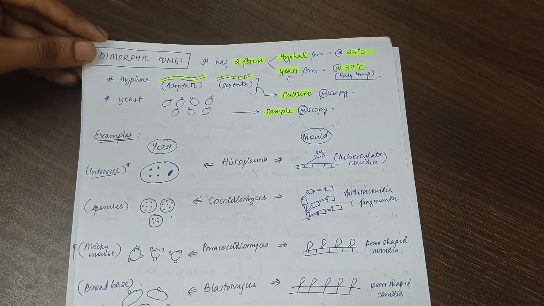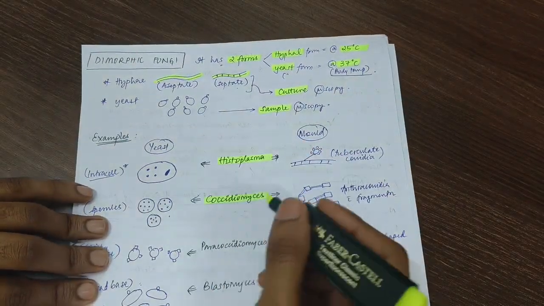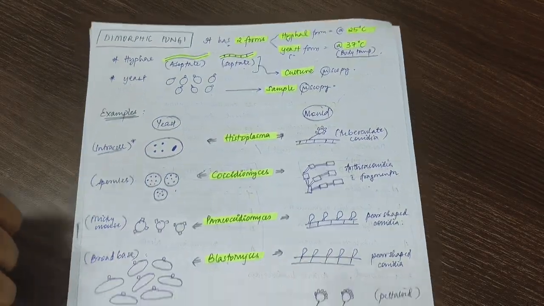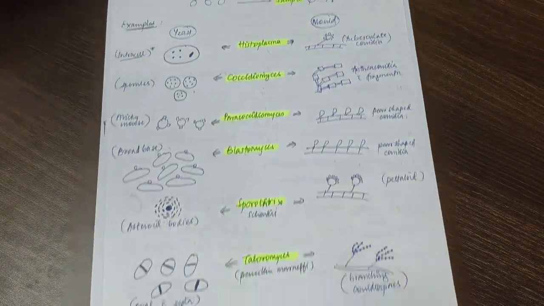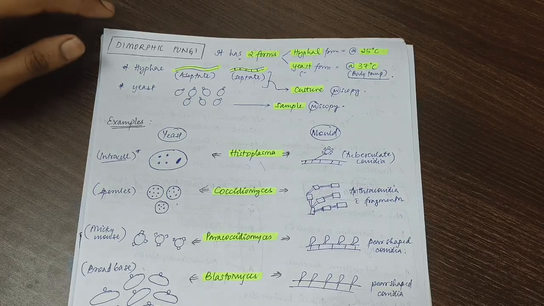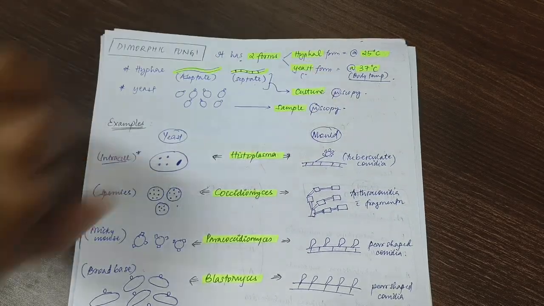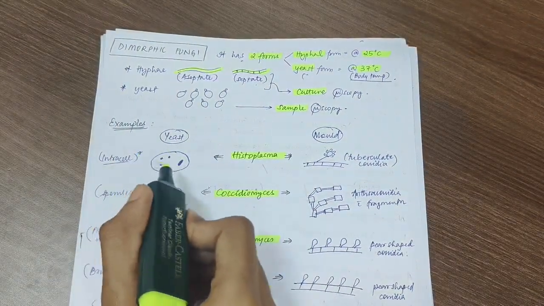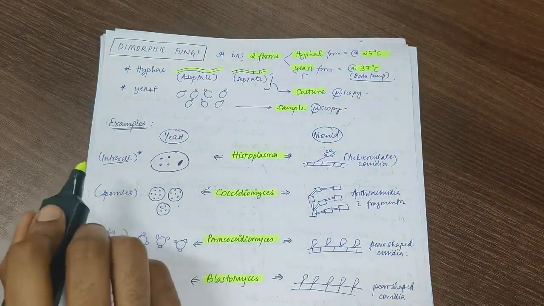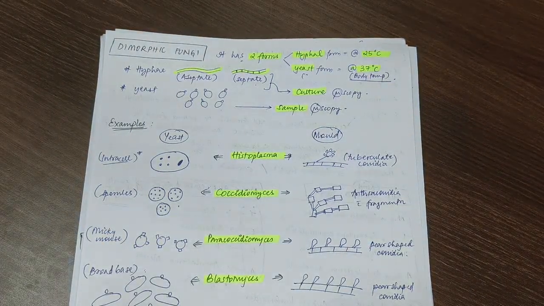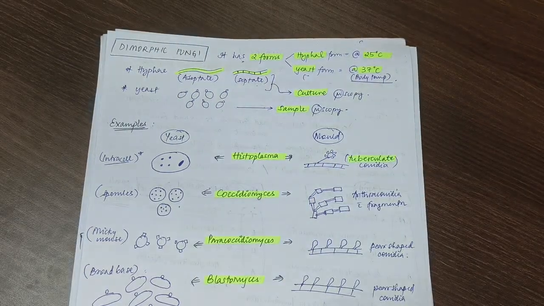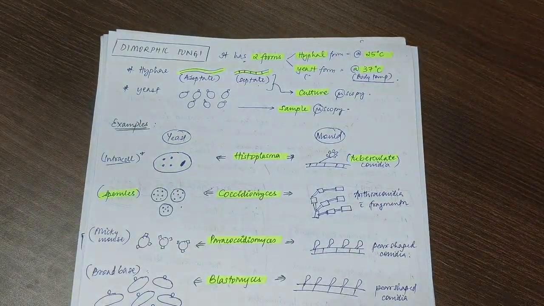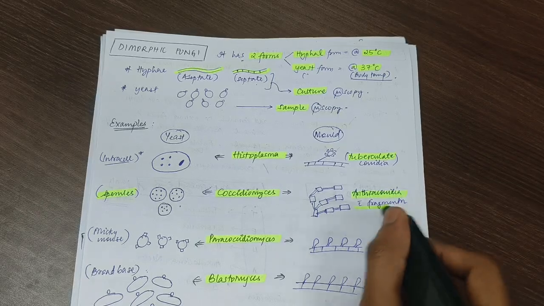So now, what are the dimorphic fungi? Histoplasma, Coccidioides, Paracoccidioides, Blastomyces, Sporothrix schenckii and Talaromyces. Okay, these are the fungi. So Histoplasma, this is the yeast form, this is the mold form, that is the hyphal form. Yeast form, it is the only intracellular fungi. So you are going to draw a cell, and inside that you are going to see the yeast forms. Then mold. In the mold you are going to see the tuberculate conidia. Coccidioides, you are going to see spherules in the yeast form, whereas in mold form you are going to see arthroconidia with fragmentation.